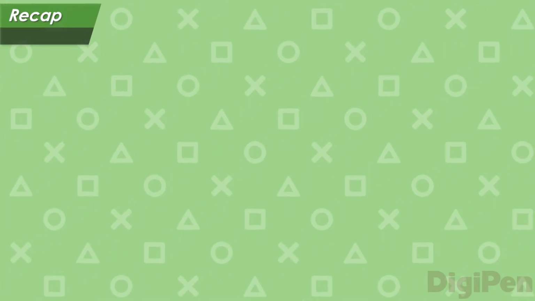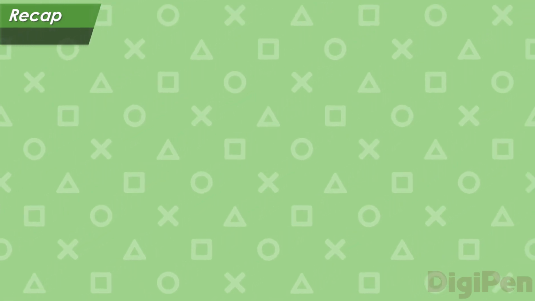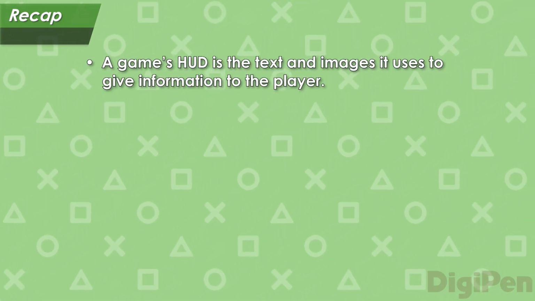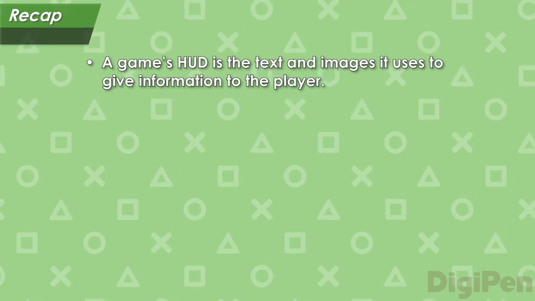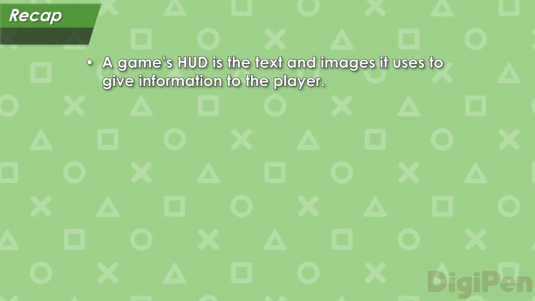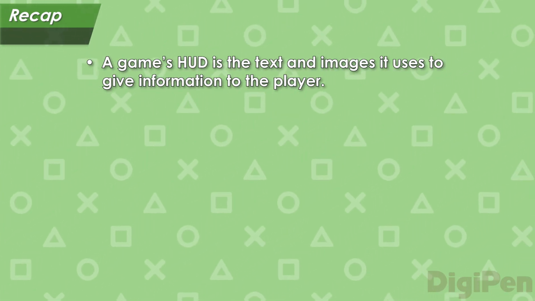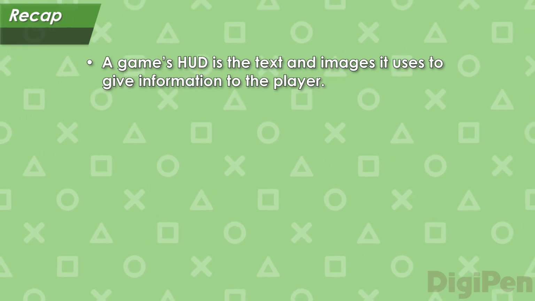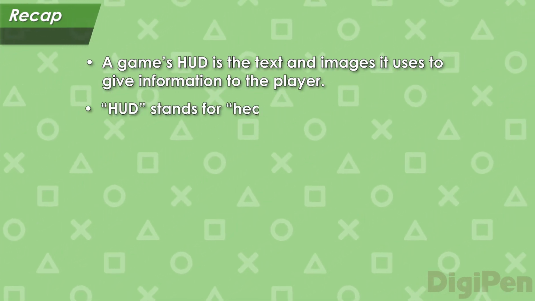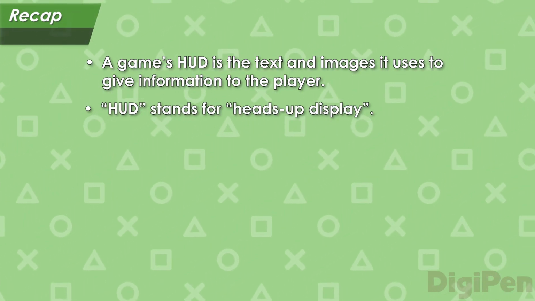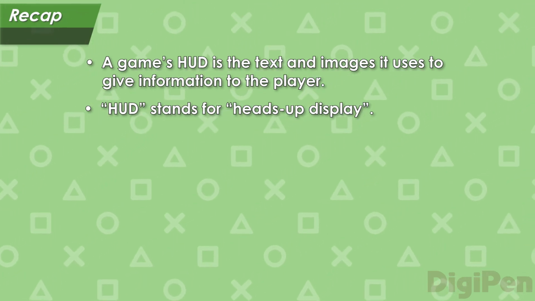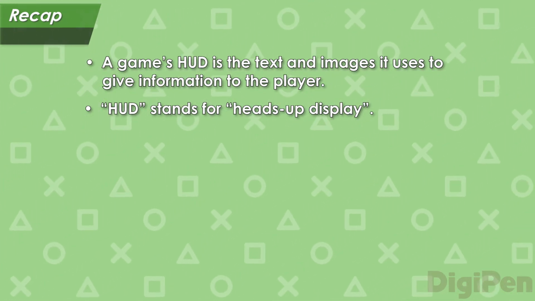Let's recap what we've learned in this video. First, we learned what the HUD is in a video game, the text and images that it uses to tell the player information about what's going on in the game. We learned that the letters in HUD stand for Heads Up Display, which is borrowed from aviation.